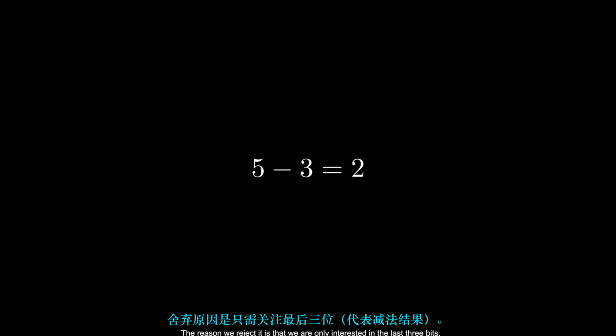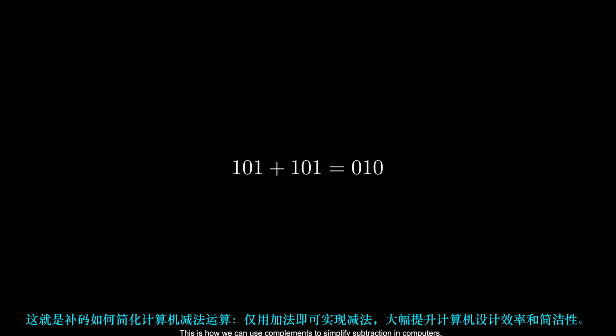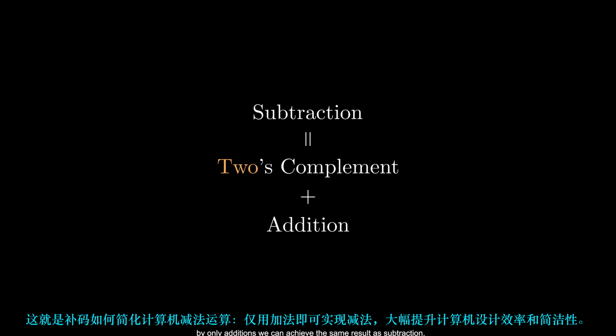The reason we reject it is that we are only interested in the last 3 bits, which represent the result of subtraction. This is how we use complements to simplify subtraction in computers. By only additions, we can achieve the same result as subtraction, and it makes the design of computers much simpler and more efficient.